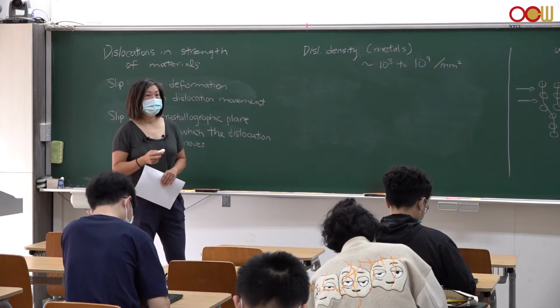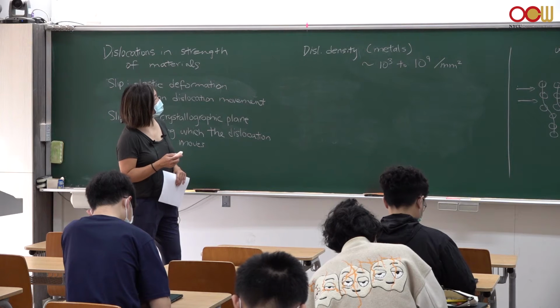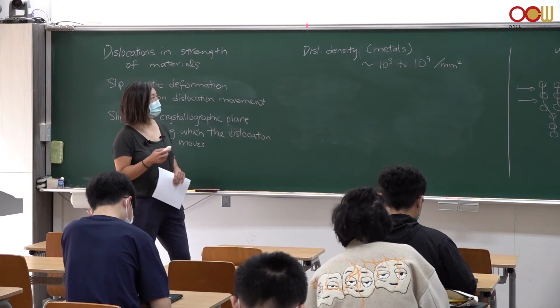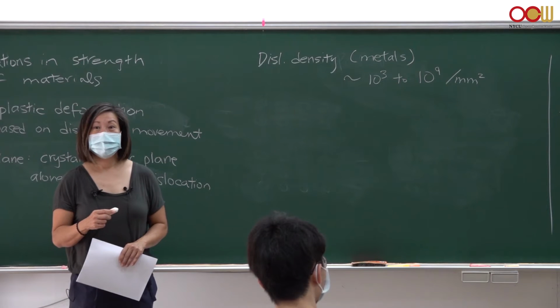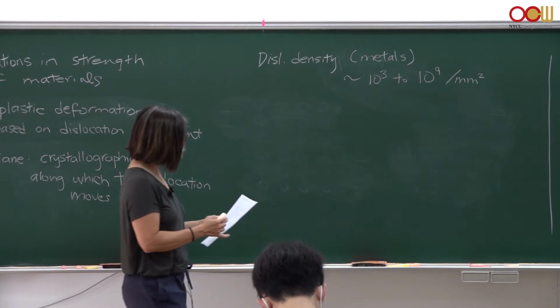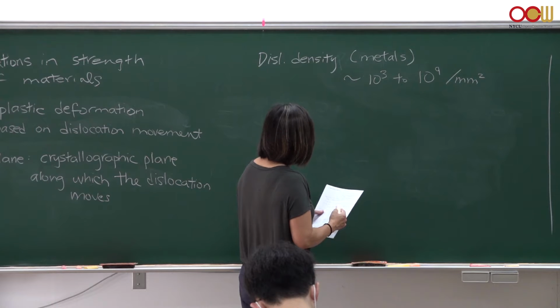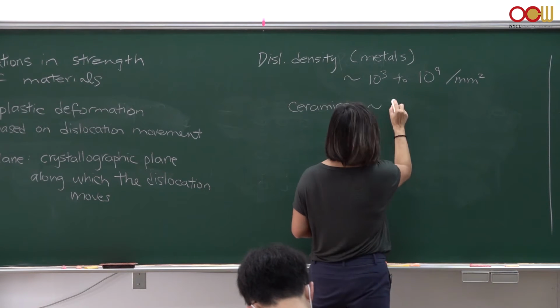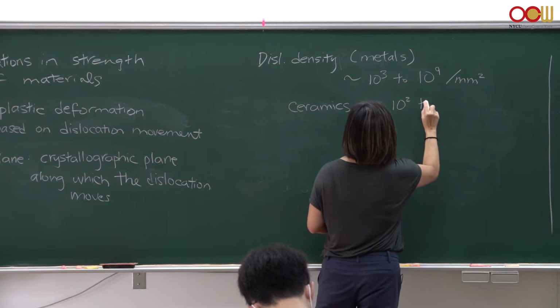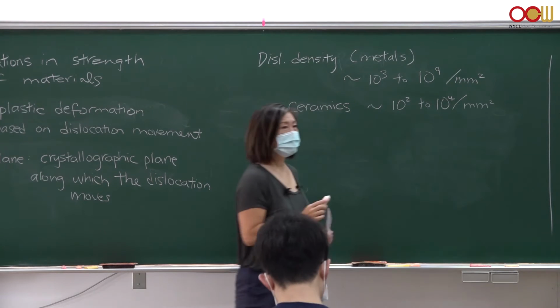So you have 1,000 to 1 billion dislocations per millimeter squared. So that's a lot, right? So for most metals, you have something on that order of magnitude. For ceramics, 10 to the second to 10 to the fourth per millimeter squared.